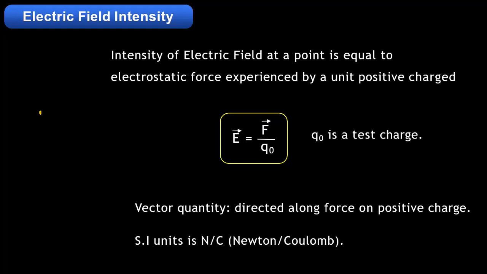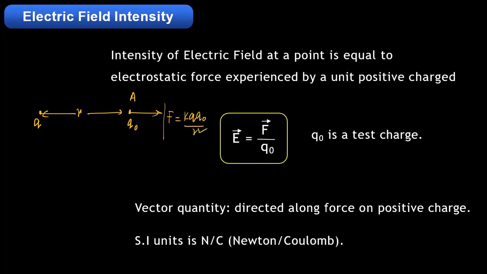Let us say you have a charge Q over here, and there is another charge Q naught at point A. Let us say the separation between them is R. Now, first we calculate the force experienced by this Q naught charge. So this force is equal to KQ into Q naught by R square.